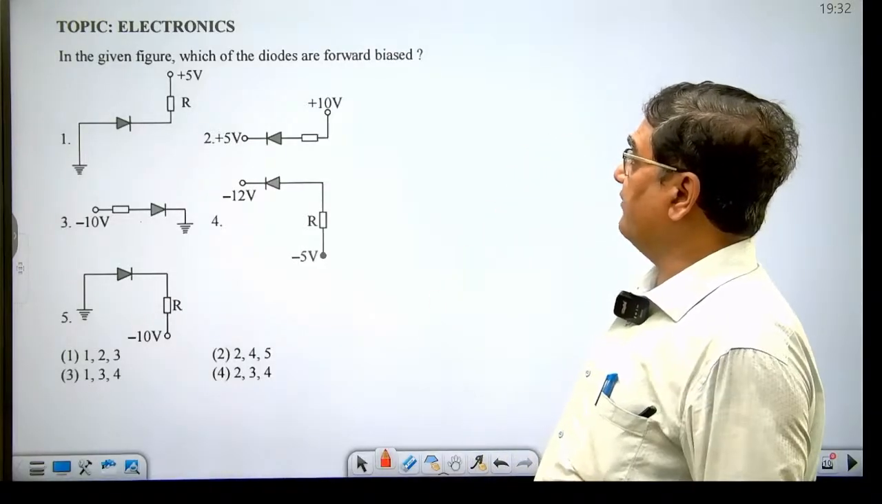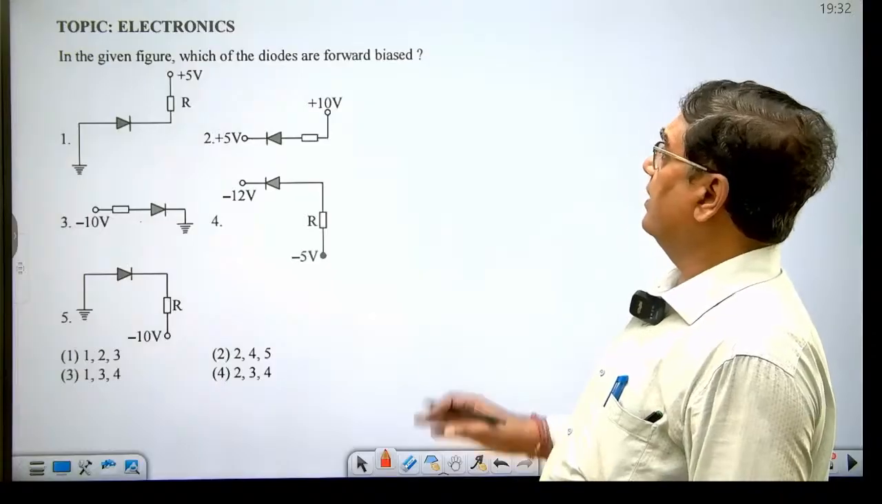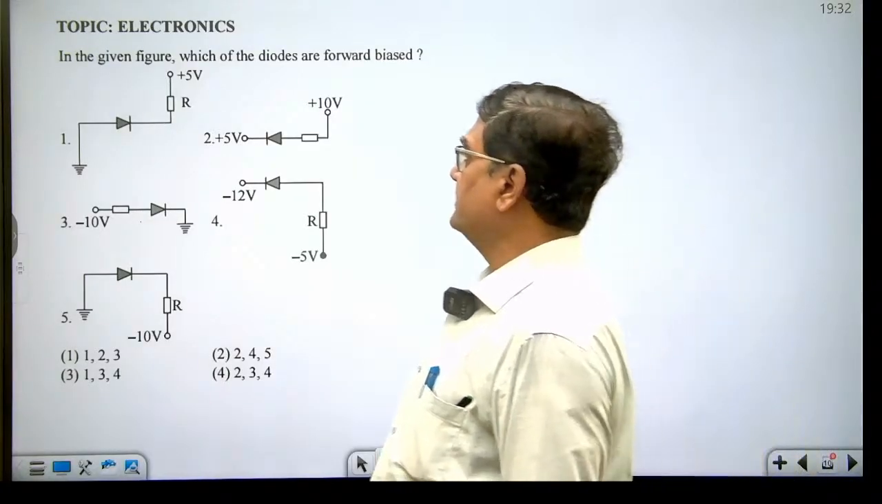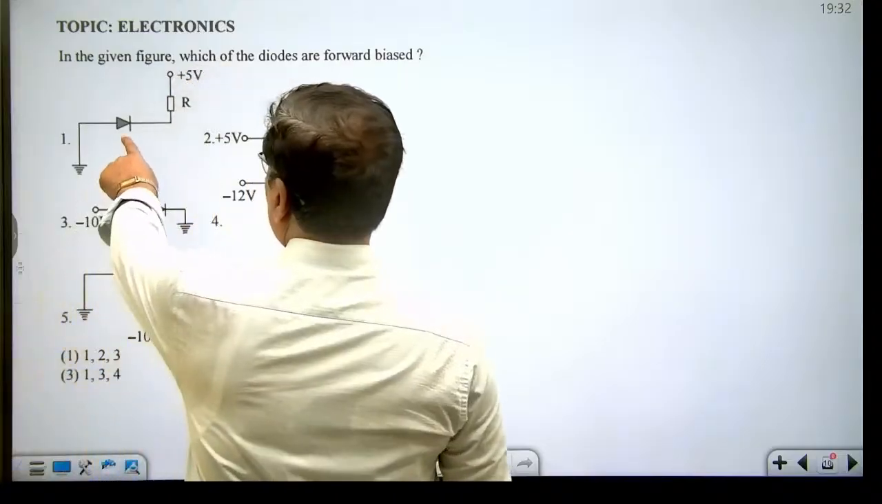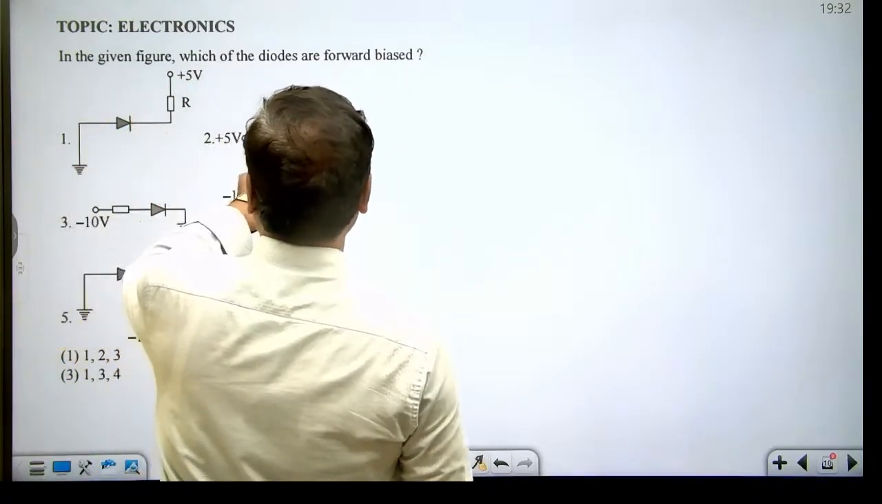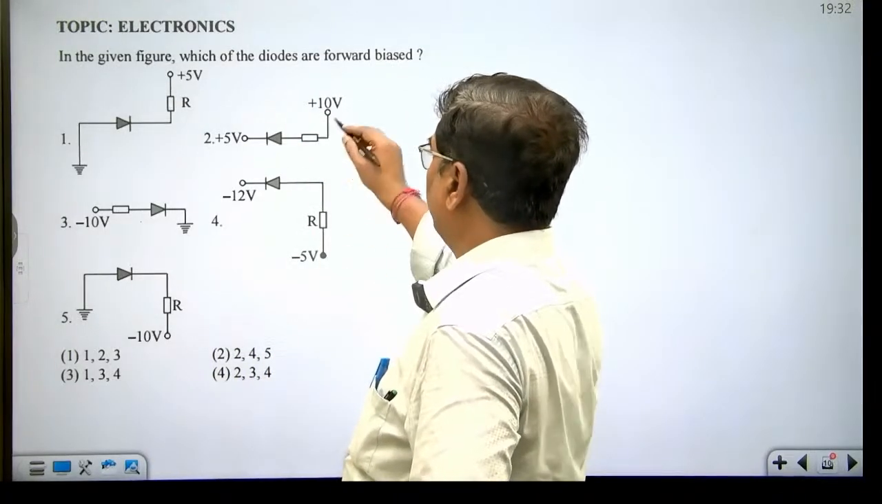In the given figure, which of the diodes are forward biased? This is very good question for NEET and JEE. In case of forward biasing, the P part should be in positive, okay, with respect to N part. So here in the first diagram, here P is 0 and N is plus. So this is reverse bias. In the second diagram, P is plus 10 and N is plus 5. So this is comparatively plus 5, okay.